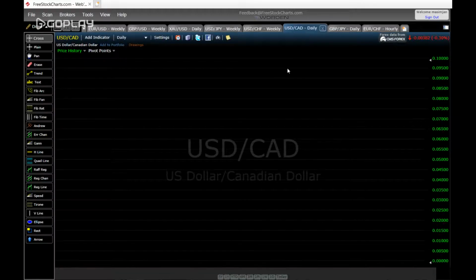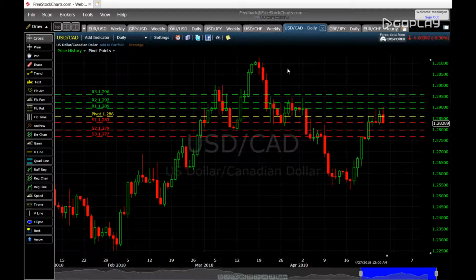Now going into USD Canadian dollar. On a daily chart, it has tried to break its old support from 3 days back at 1.289, which is resistance 1 here. It tried to break the resistance but could not, and currently it's trading below it, at support 1, which is at 1.283. On daily, I would expect that it will try to approach support 2 at 1.279 and support 3 at 1.277 in a couple of days.